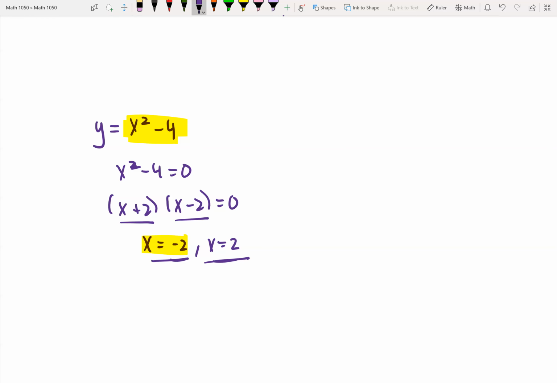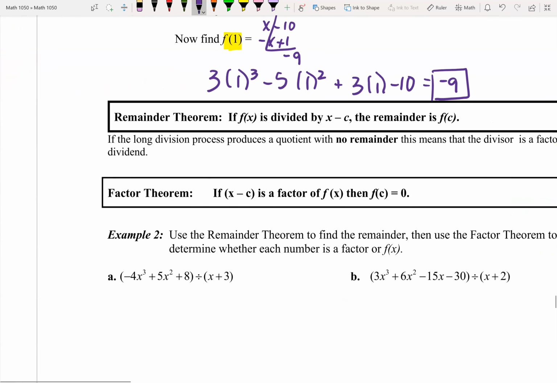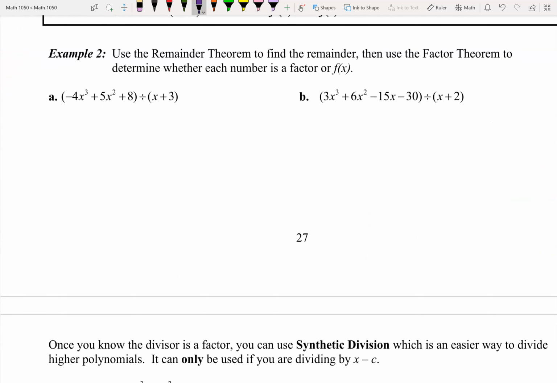Okay, that's a big part of today's lesson. So let's just come right here and look at example 2. Use the remainder theorem and the factor theorem to determine if that x plus 3 is really a factor.